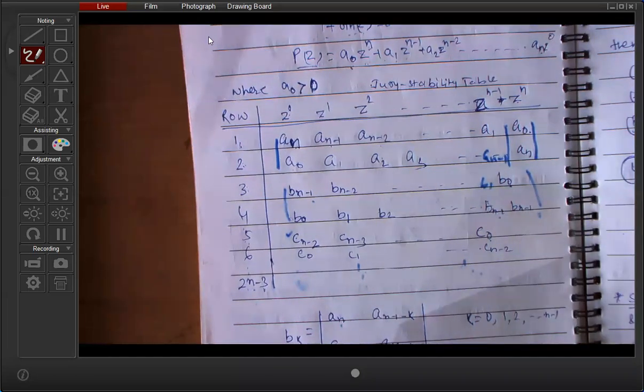In this way we write the coefficients of the fifth row, and just reverse the elements of the fifth row and write them in the sixth row. So in this way we have to write a total number of rows from 1 to 2n minus 3, where n is the order of the polynomial.